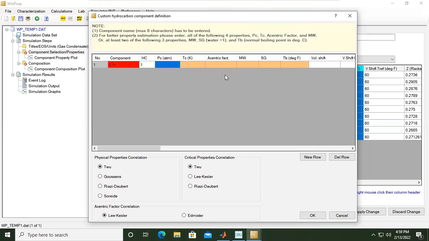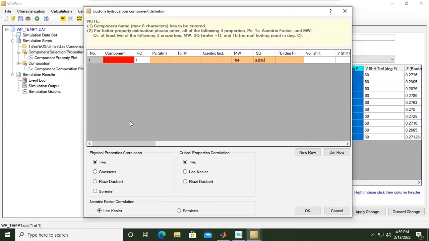And I will provide that in this case. And let's say from my laboratory, I know that the molecular weight of my component is 185, okay, or 184 instead. And the specific gravity, okay, the weight or the density of this component divided by the density of water is 0.816, okay.